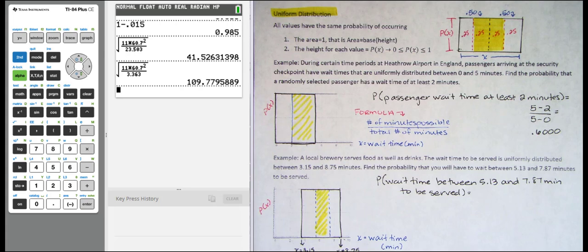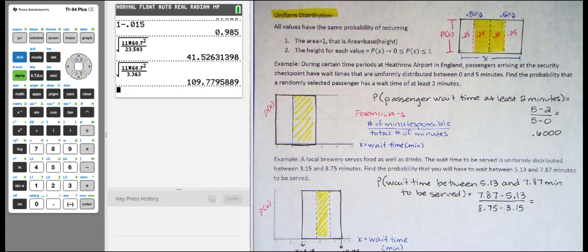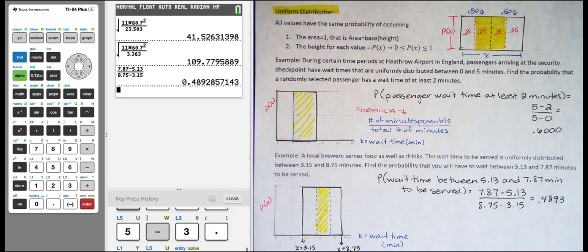Again, visually, you are asked to find the portion of this shaded area out of the total that is uniformly distributed. In the numerator, again, we will have to find the difference between those wait times that we are asked to find the probability of. And in the denominator, we have the total values of the uniform distribution. This yields a probability of 0.4893. Again, thinking about how this relates to uniform distribution, that means that about 49% of the area is shaded out of the total rectangle here that is uniformly distributed.